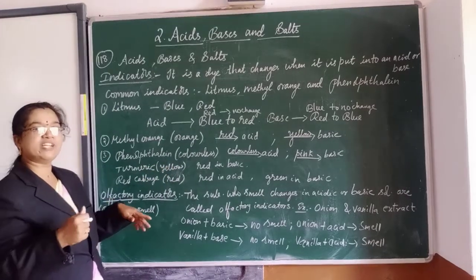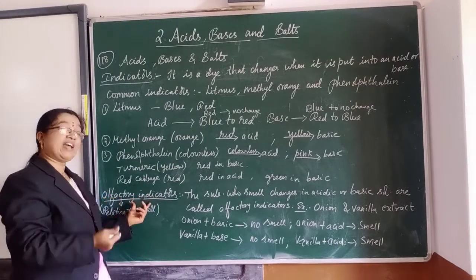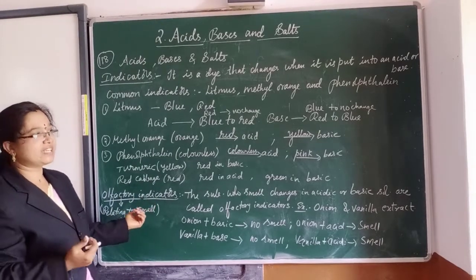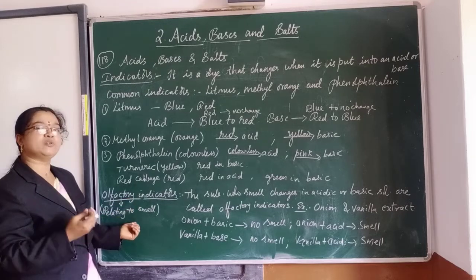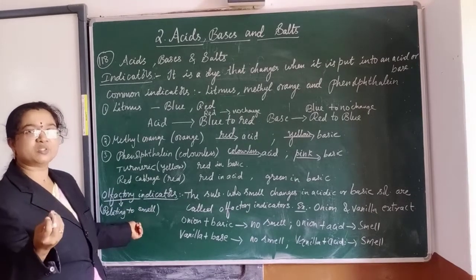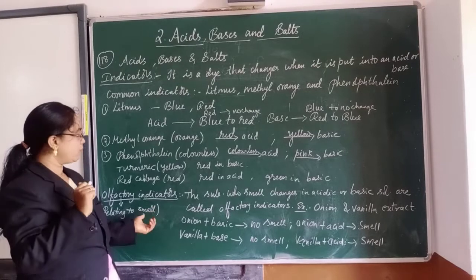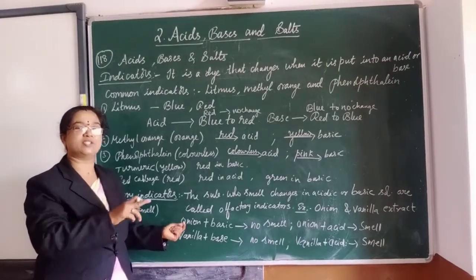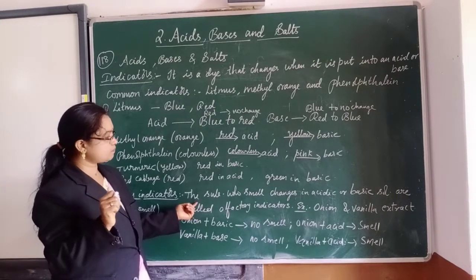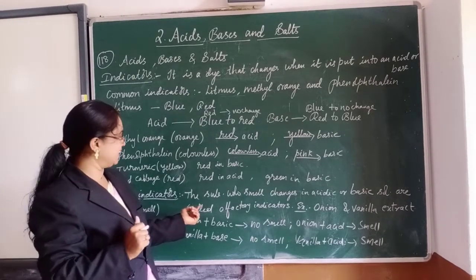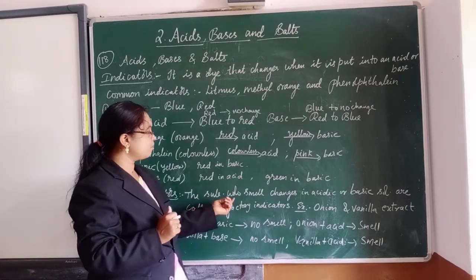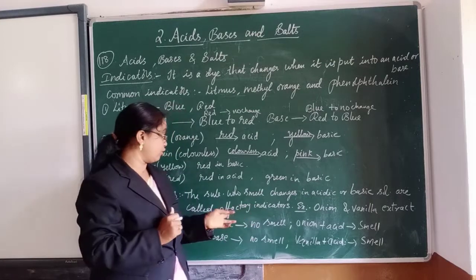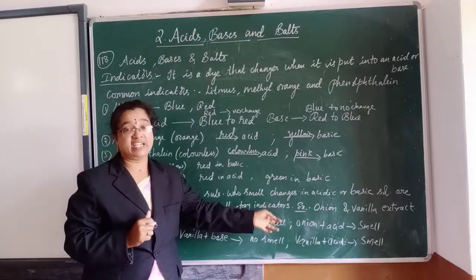And one more type of indicators are there, those are olfactory indicators. What are they? Olfactory is nothing but related to the sense of smell. Means by using the smell we will detect whether the substance is acid or base. See here, the definition. What do you mean by olfactory indicators? The substances whose smell changes in acid or basic solution are called olfactory indicators.